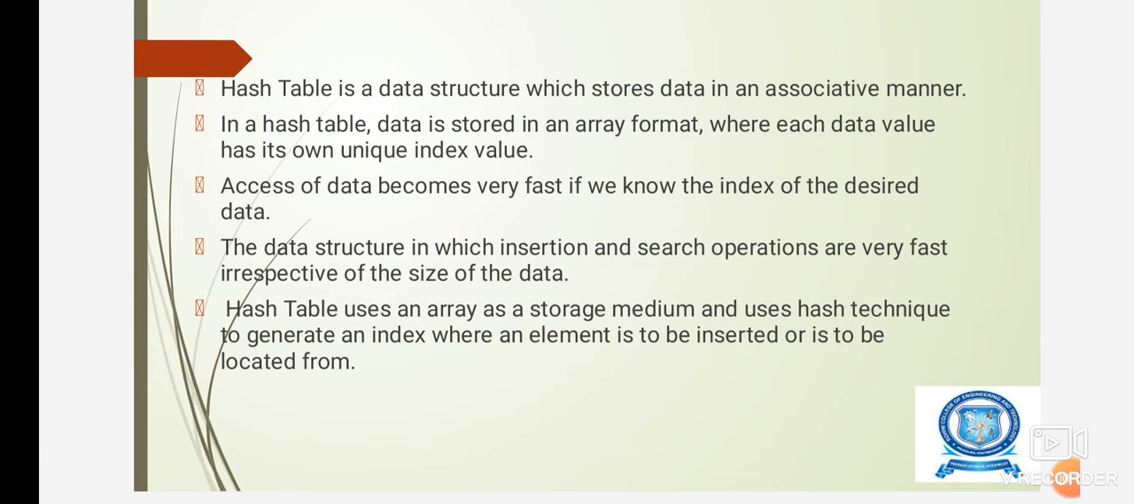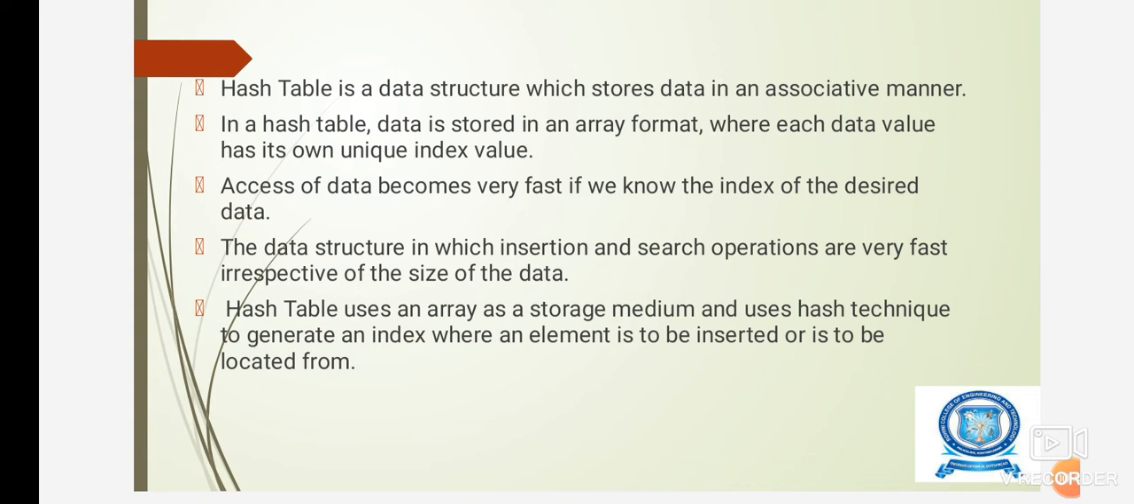First, definition of hash table. A hash table is a data structure which stores data in an associative manner. In a hash table, data are stored in an array format where each data value has its own unique index value. Access of data becomes very fast if we know the index of the desired data. It is a data structure in which insertion and search operations are very fast irrespective of the size of data.